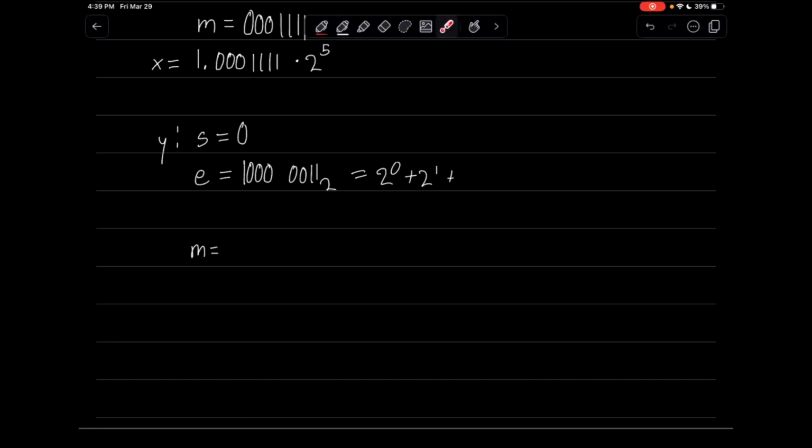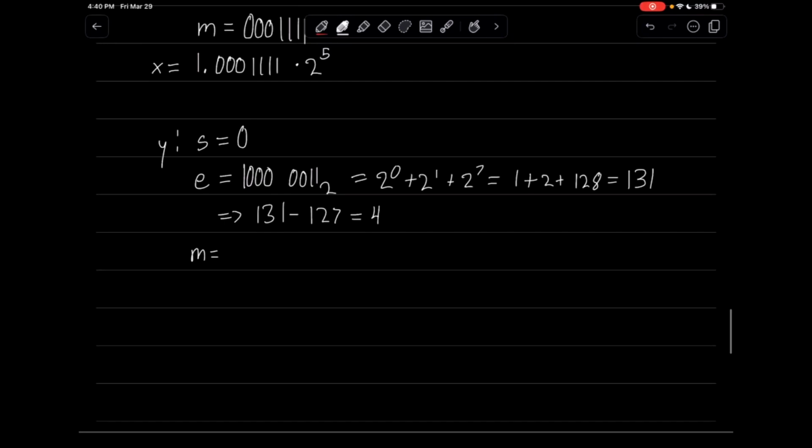And then of course I notice that the 2 to the 7 bit is also on. So what is this really equal to? It's equal to 2 to the 0, which is 1, plus 2 to the 1, which is 2, plus 2 to the 7, which is 128, and of course this number is equal to 131. But now we need to remove the bias. So how do we do that? Well, we just have to do 131 minus the bias to get a real exponent of 4, right?